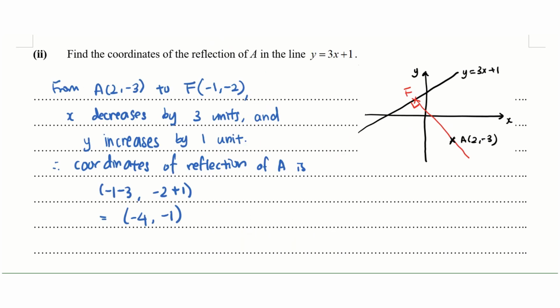Now, taking a look at part 2, we want to find the coordinates of the reflection of A in the line y = 3x + 1. So we see the line y = 3x + 1 as a mirror. If I have the point A(2, -3) over here, whenever you stand right in front of the mirror, the mirror image will be right in front of you as well. Being right in front means that it will be along that perpendicular line of action into the mirror, and then going behind the mirror.